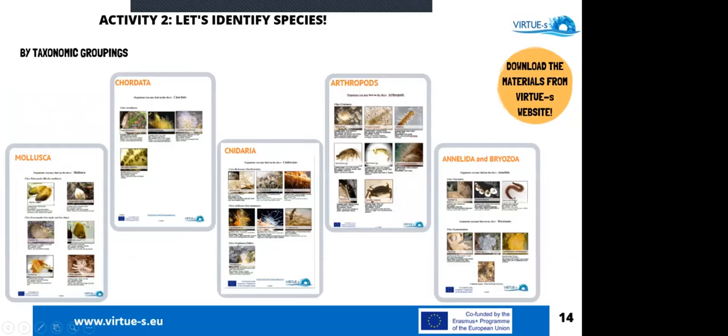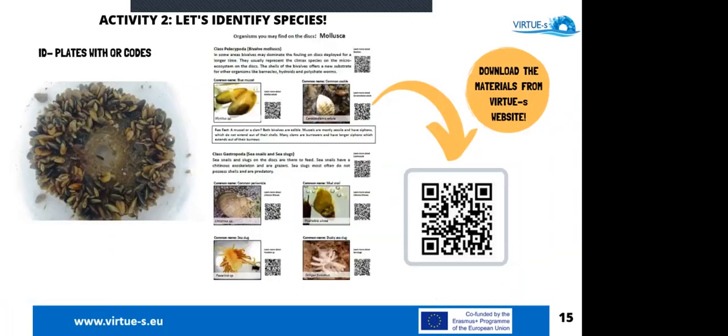Another option is to identify the organisms by their taxonomic groups. So on Virtu's website, in the same section as before, you can find identification plates of the most commonly found organisms. So you can find, for instance, identification plates for mollusca, chordata, cnidaria, arthropods, annelida, and bryozoa. On these identification plates, we will find information about the common names or the diets or information on their recruitment. And again, you can print them and laminate them for your activity in the classroom.